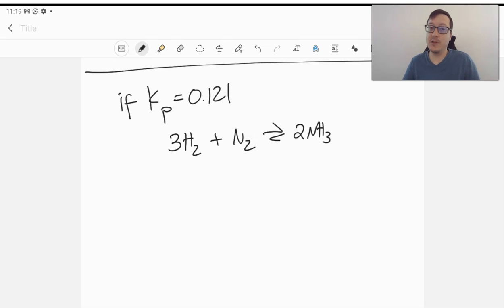Once we know an equilibrium constant, we can apply it to a new situation. For the following reaction, our absolute favorite one, we've calculated a Kp of 0.121 at 80 degrees Celsius. We can use this value now to determine the equilibrium concentrations based on initial concentrations.